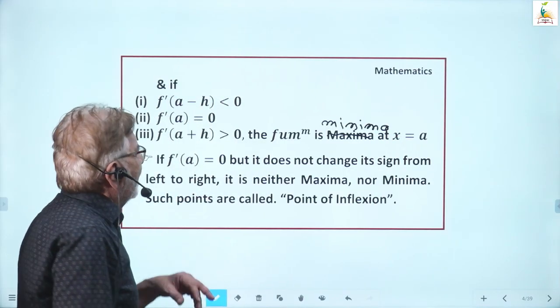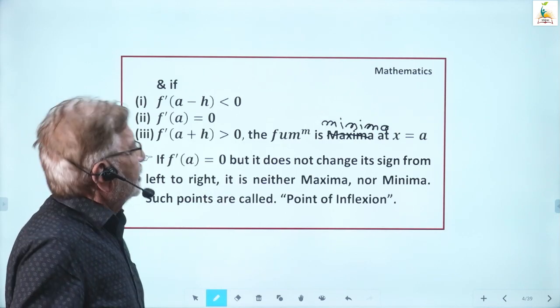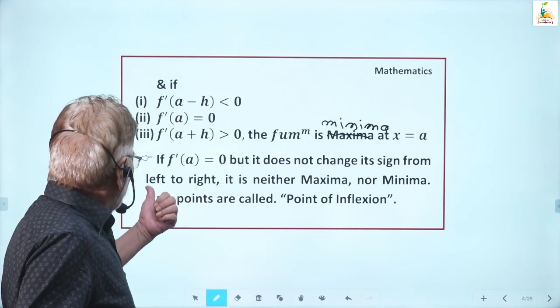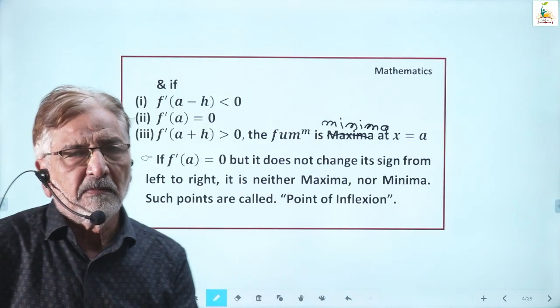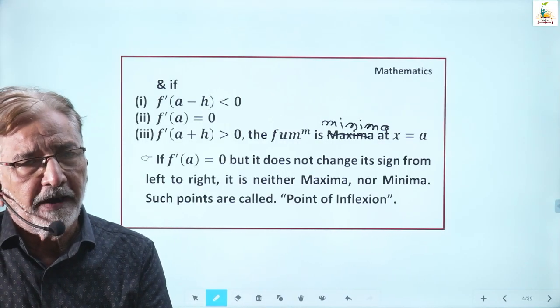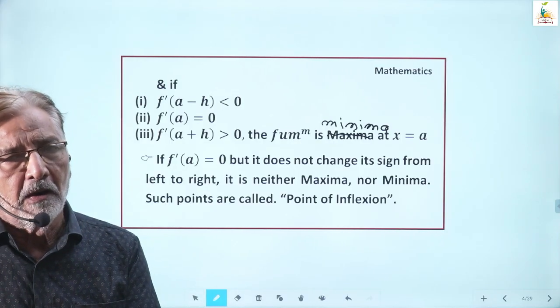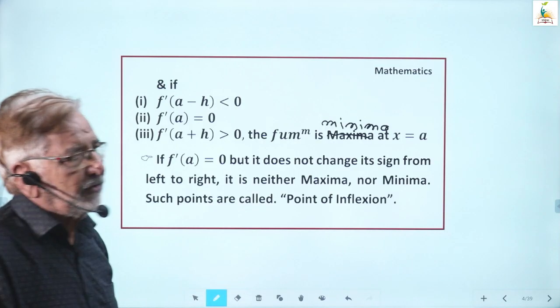If f dash a equal to 0, but it does not change its sign from left to right, then the function is neither maximum nor minimum at x equal to a, and such points are called points of inflection. So this is the first method.